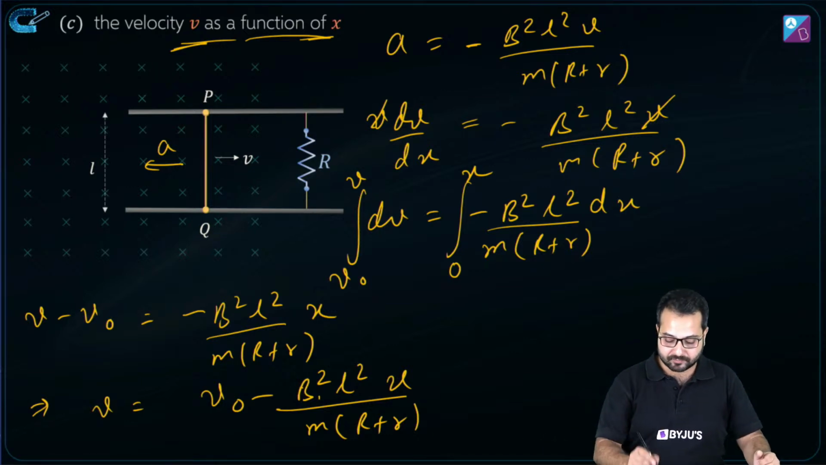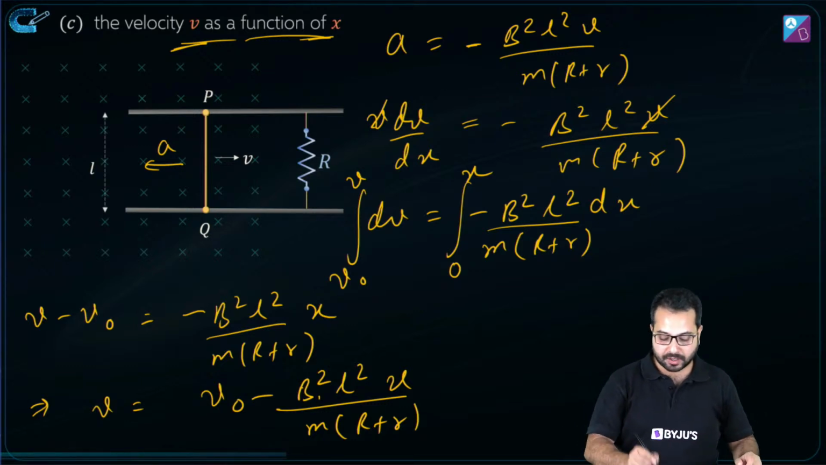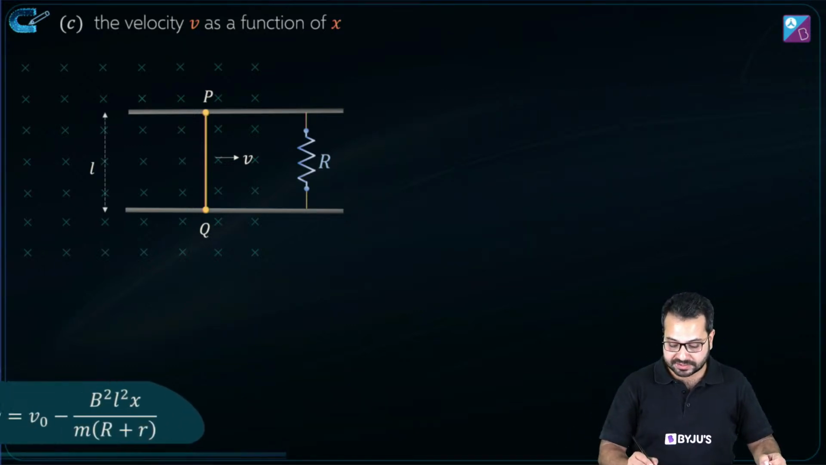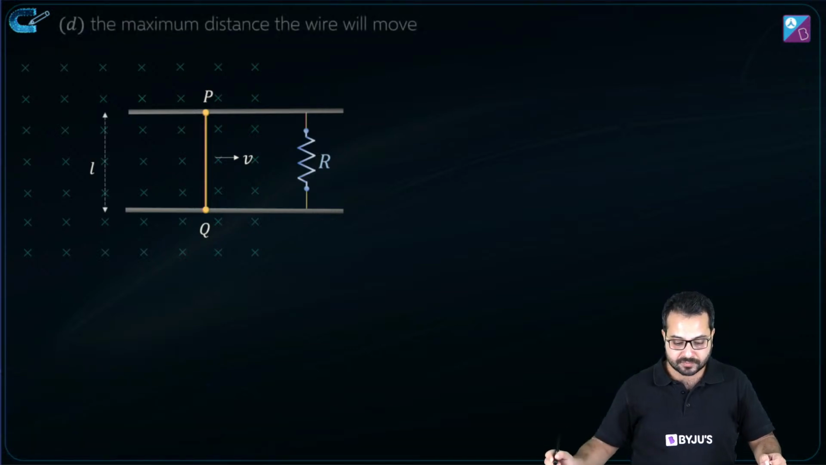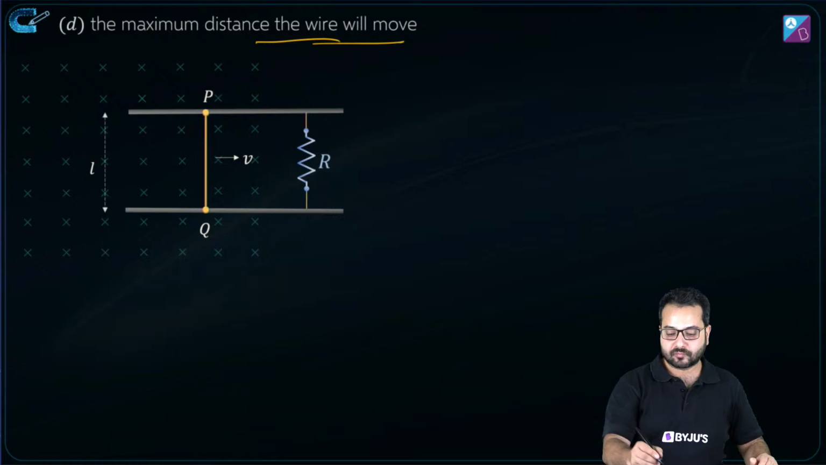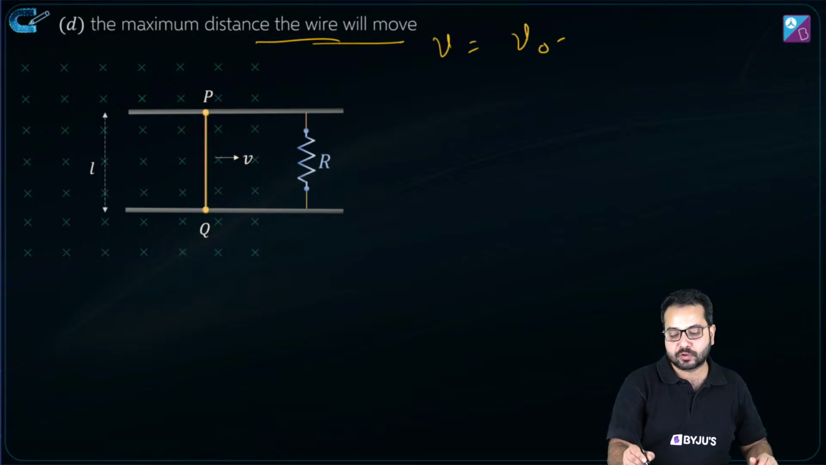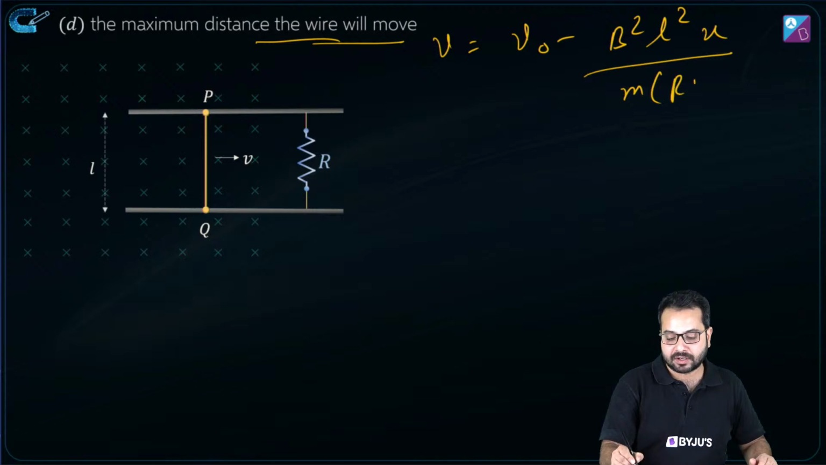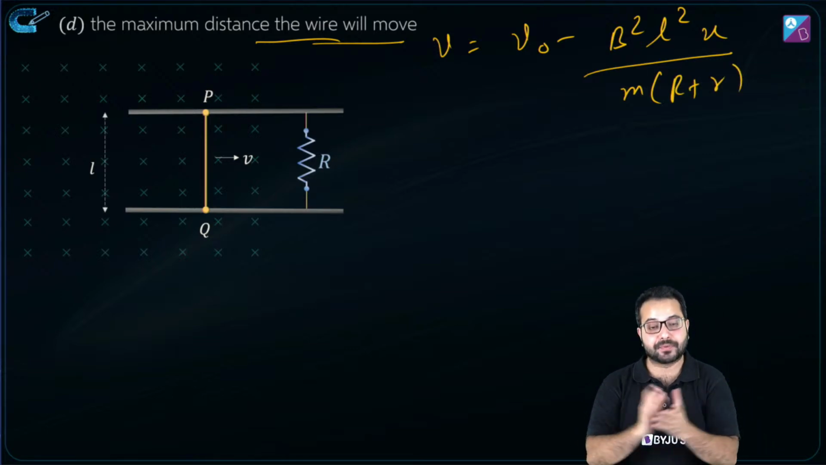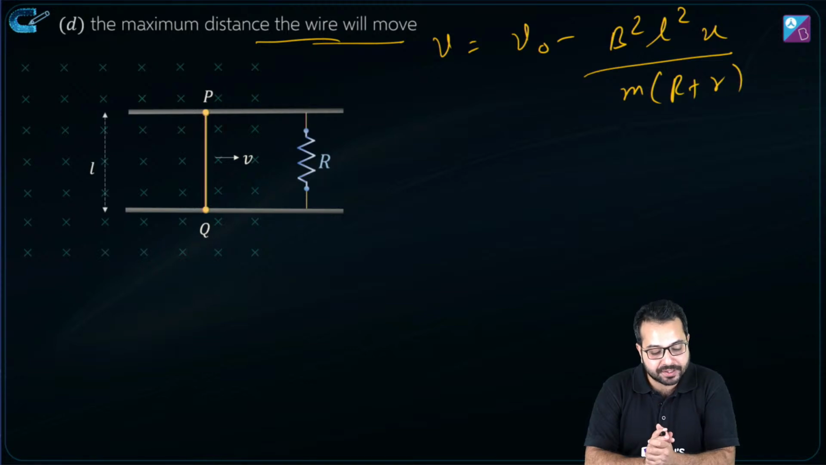Alright, perfect. Now let's go to the next part. What is the next part? We have found the velocity as a function of x. Awesome. The maximum distance the wire will move. So we figured out that V is equal to V0 minus B square L square x upon M capital R plus small r. Now can someone tell me how do we evaluate this?